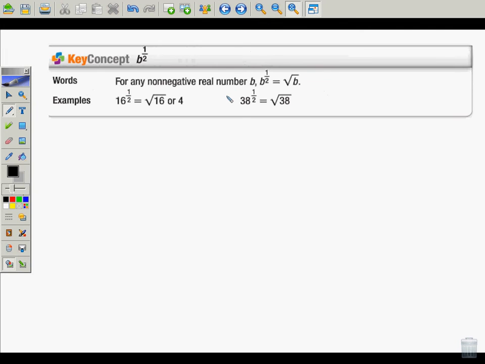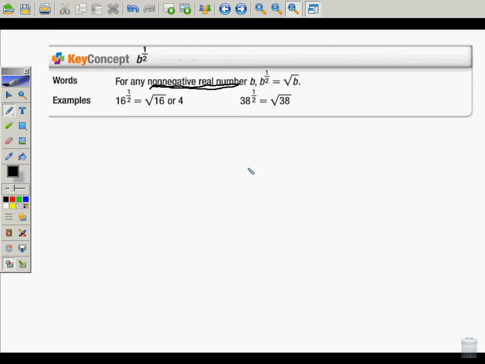So our first concept is to talk about what something raised to the 1/2 power is. For any non-negative real number, it's important that it is not negative. You can't take the square root of a negative number, at least not with what we know right now. So for any non-negative real number b, b raised to the 1/2 is the same thing as the square root of b. So raising something to the 1/2 power is the same thing as taking a square root.